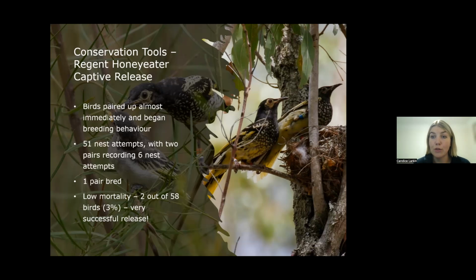It is important to note that at the same time that these birds were experiencing nest failure, the wild birds were also experiencing a lot of nest failure. Unfortunately, during the release, a lot of you would remember end of last year, we had a lot of rain, and these guys were really struggling with the weather, just like the rest of us were. But all in all, we had really low mortality and a lot of site fidelity. So it was a very successful release.